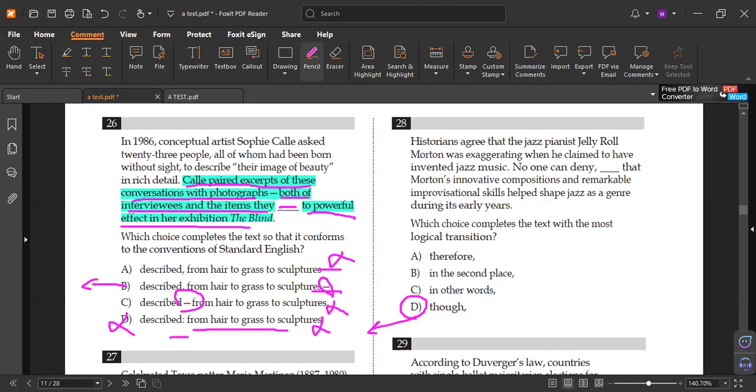Oh, just listen. For 28, we need to prove why D is correct. Look at the answers, you will find transition words. Now, where are the two ideas that have the relation between previous and following? And there are only two answers. Now look for the relationship one by one. Therefore: cause and effect. In the second place means this is the second action happened after the first action. Or in other words, it means we are going to explain the same.